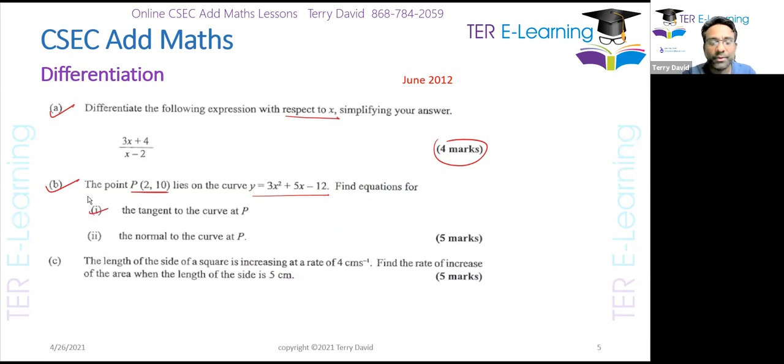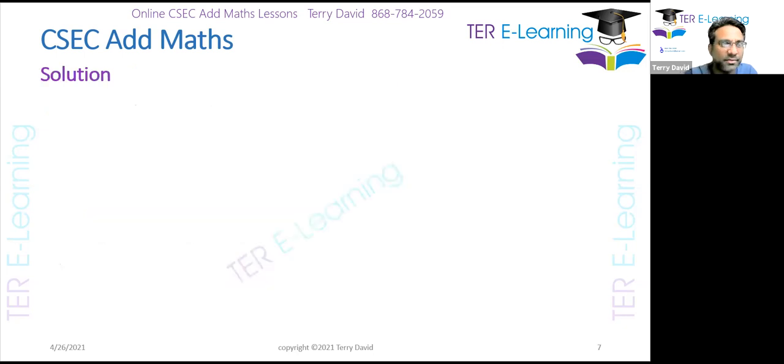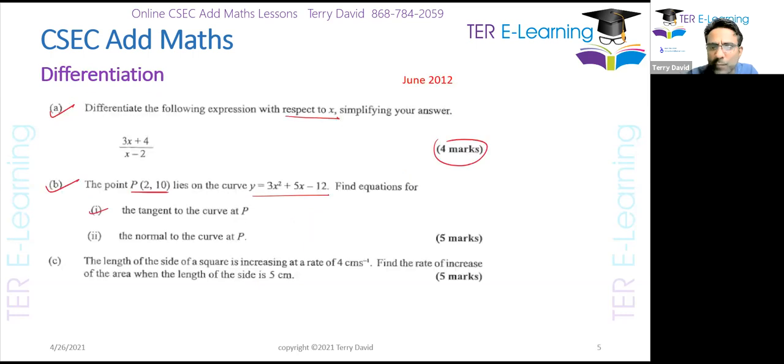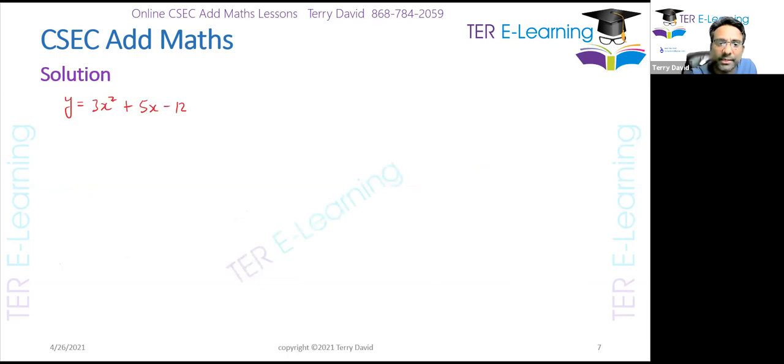So the first thing we need to do is to find the gradient of the tangent at the point P. My curve is y equals 3x squared plus 5x minus 12. Right, so that's the equation of the curve. And the point P is (2, 10). That's my point that lies on the curve.